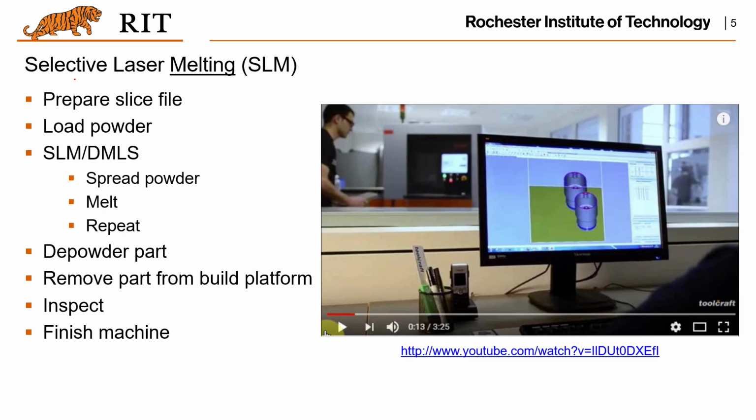So for selective laser melting, basically, the first step is prepare the slice, load the powder, and then there will be spread powder, melt, and repeat these two processes for each of the layers. Of course, you need to depowder the part after the part is built, remove the part from the platform and do the inspection. Also, there could be some fine-tuning, surface finishing using the machining process. Let's look at this video, which shows the whole process of the SLM process.